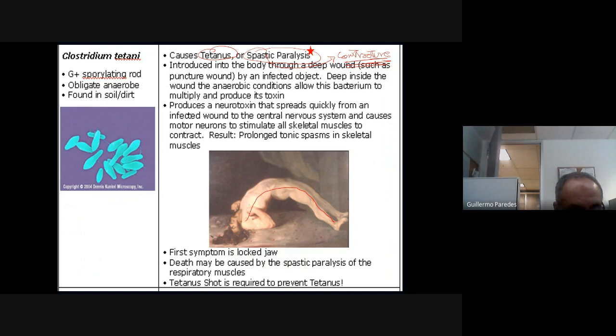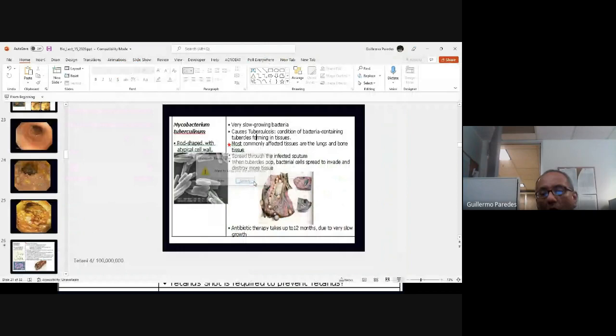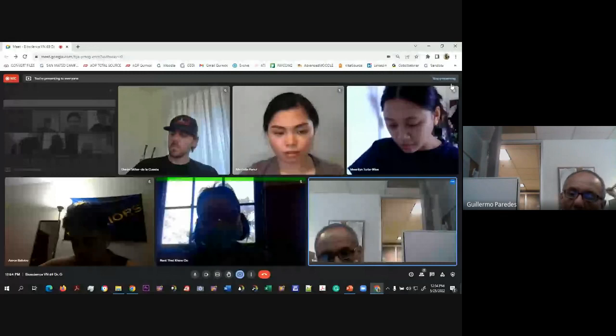Can you see the face? Can you see the neck? Can you see all the arch of the body? That is basically a severe or late stage of tetanus. And these are such strong contractions that they can produce fractures of the vertebras in some cases. So when does Clostridium tetani happen? All right, so let's go and walk on the beach without shoes, and then you step on a metal that is rusty.